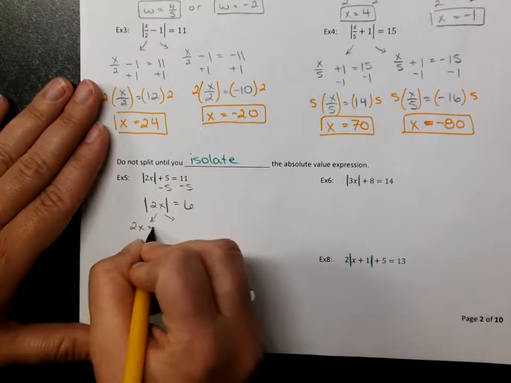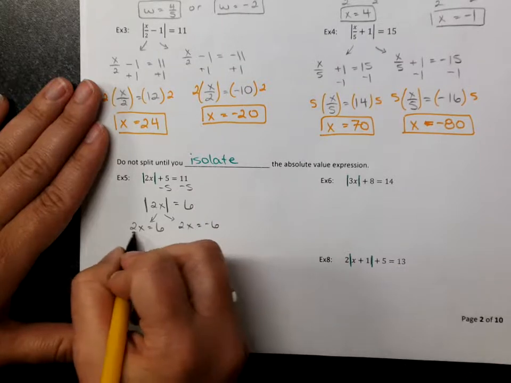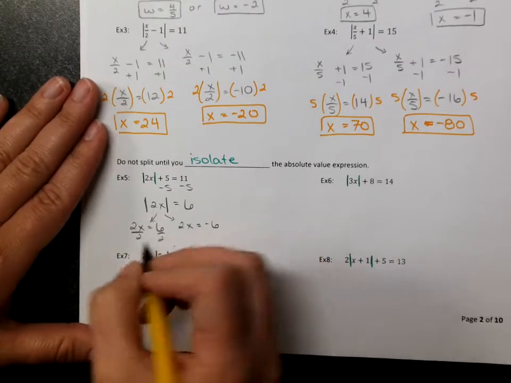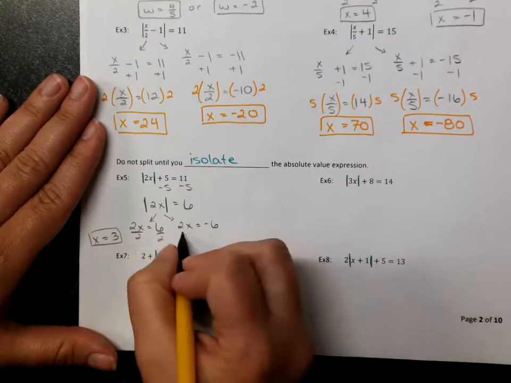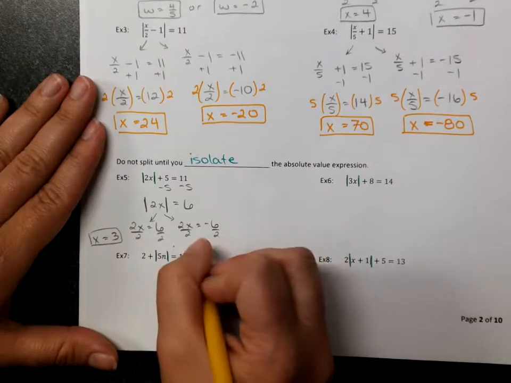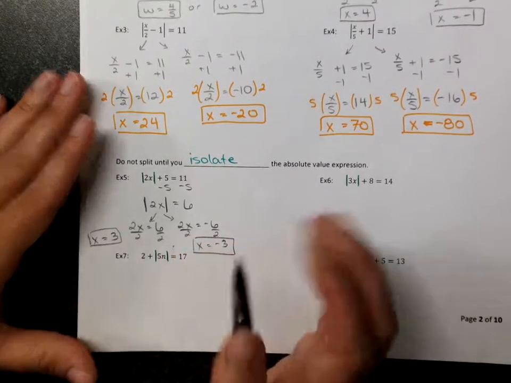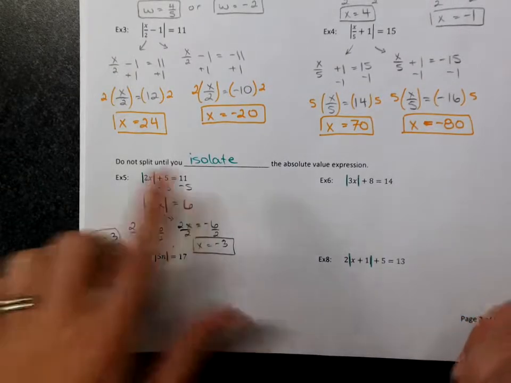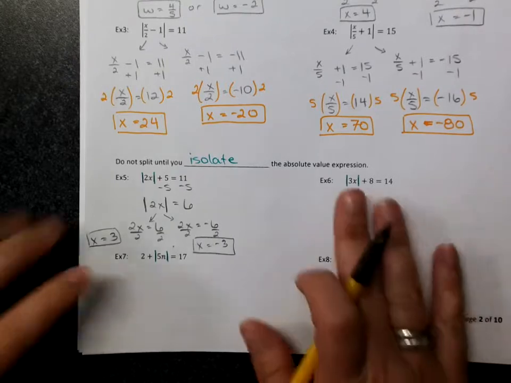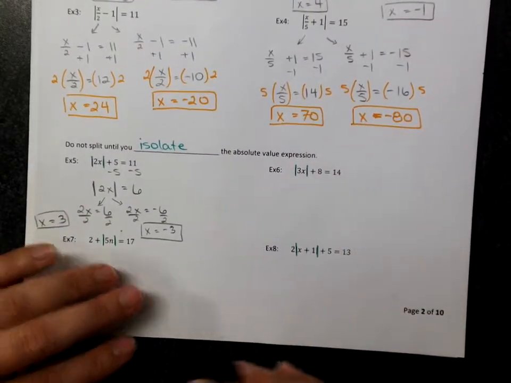So 2x equals +6, or 2x equals -6. Solve, this should be nice and simple. X equals 3. Solve here. X equals -3. So again, two answers, not always related to each other. Just two different values for x that make the equation true. If you want to try example 6, you can pause the video or you can follow along with me.